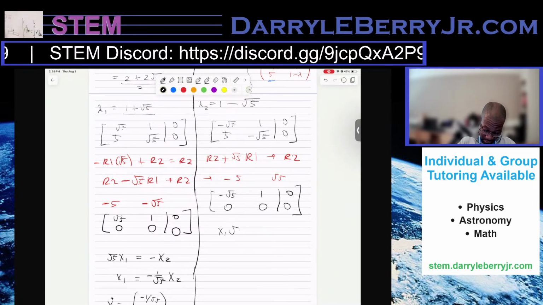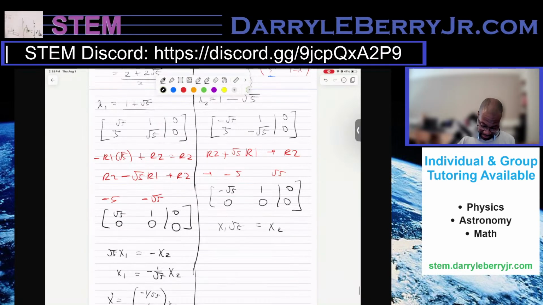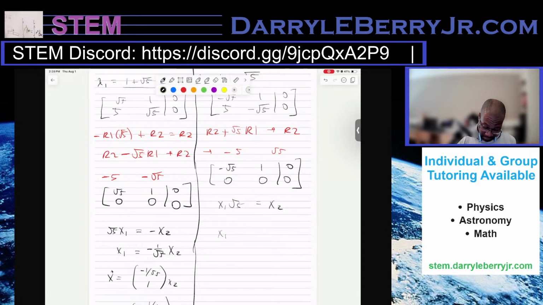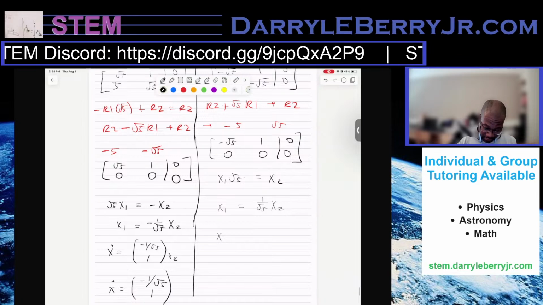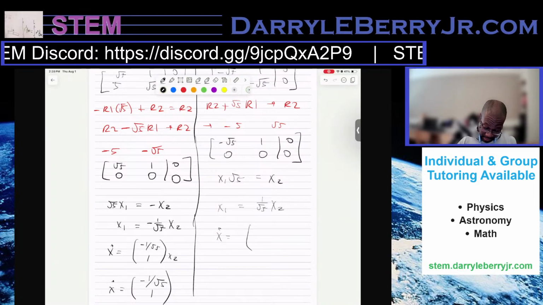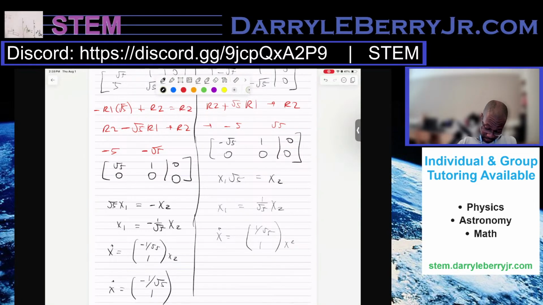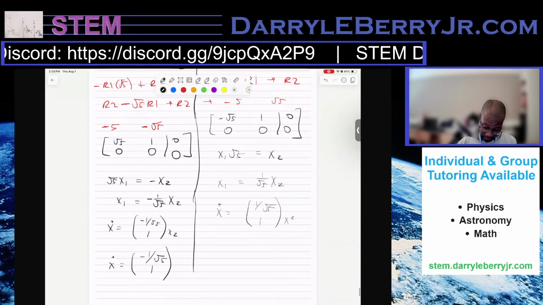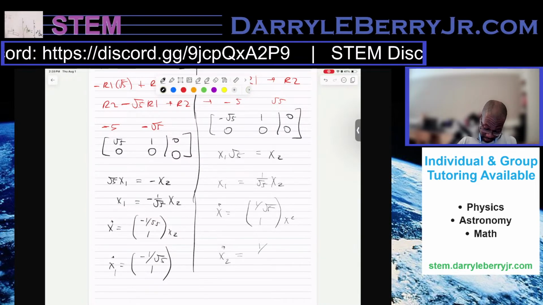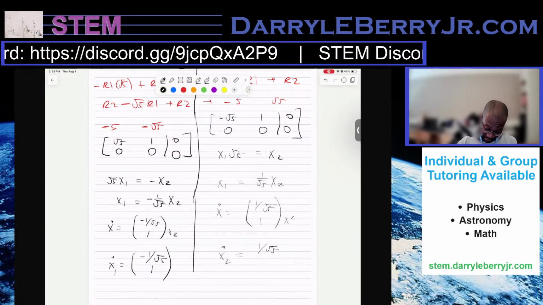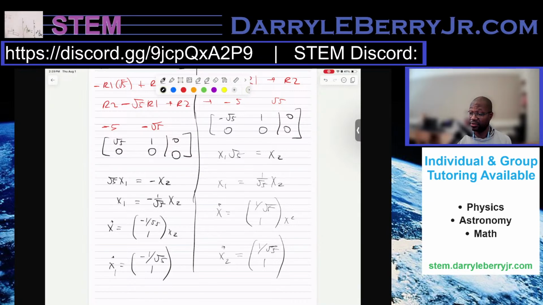x1 square root of 5 equals x2. And I'll bring it to the other side. So now x1 equals 1 over square root of 5 x2. So x equals 1 over square root of 5, 1 times x2. And we'll let x2 equals 1. So x equals 1 over square root of 5, positive 1. And that's what that did to the sign. That's my eigenvector. So that's what they wanted us to find.